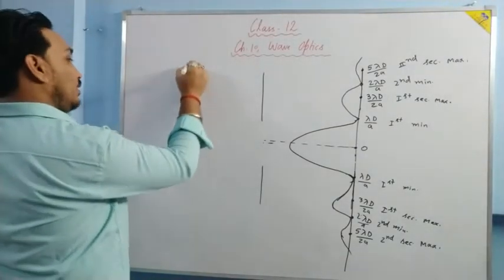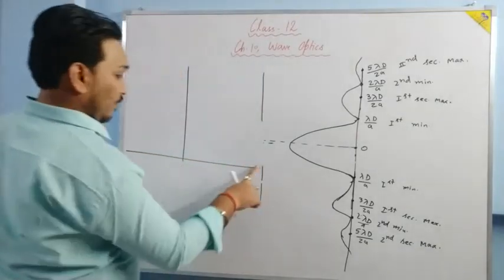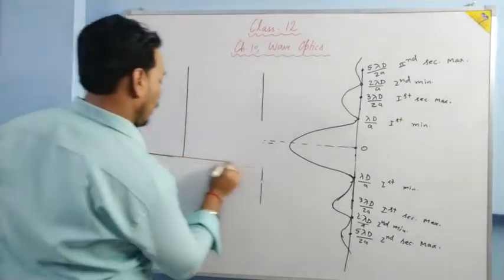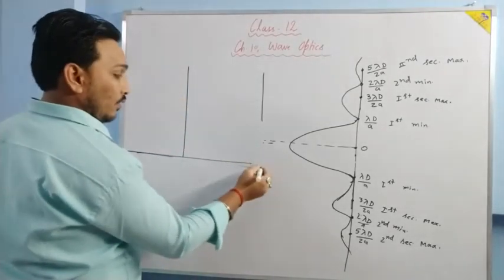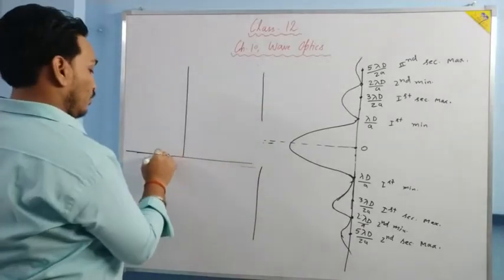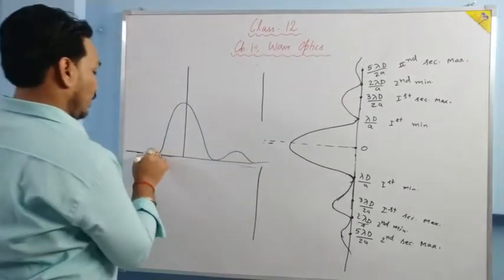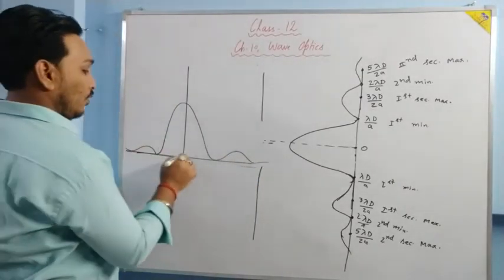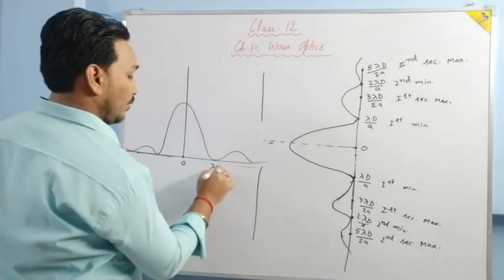It's something like this way. Okay, this figure was like this. Okay, so the intensity distribution graph is like this way. At the center it is 0. This is your first minimum, lambda d by a.